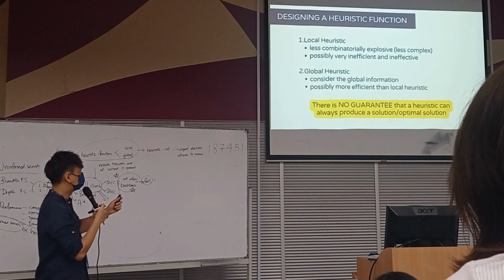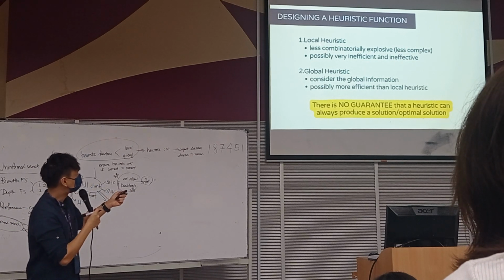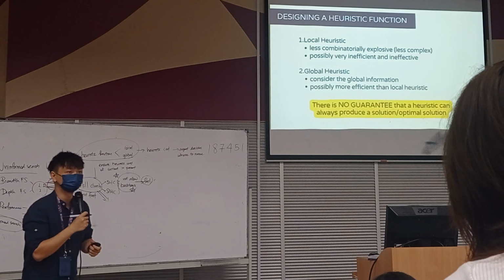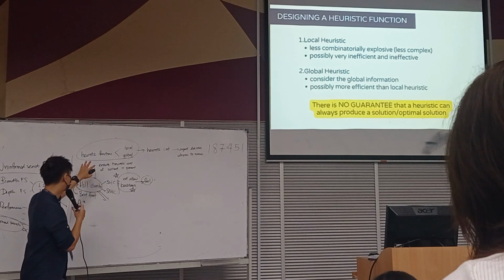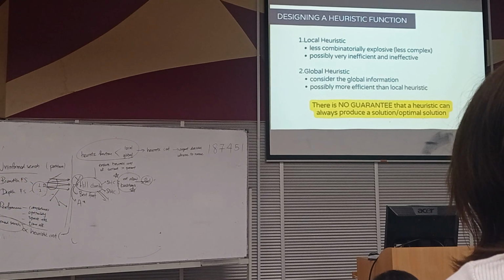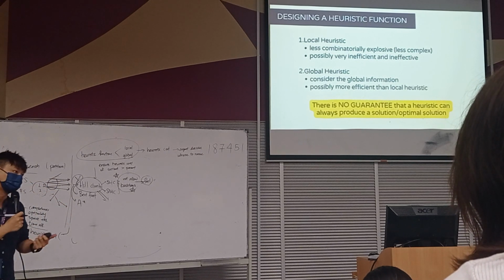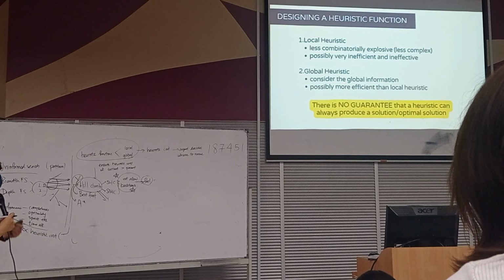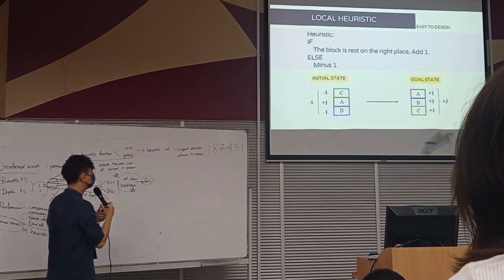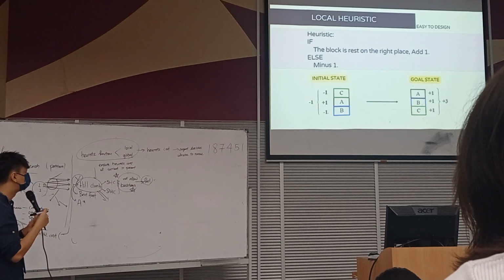But nevertheless, both local or global do not guarantee you to reach the optimal solutions. Okay, come back to the theory here. A heuristic function is designed based on experience or intuition, right? So you may design a wrong heuristic function. So we have two types here. Look at this first heuristic function, known as local heuristic.